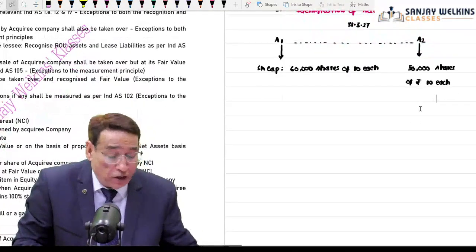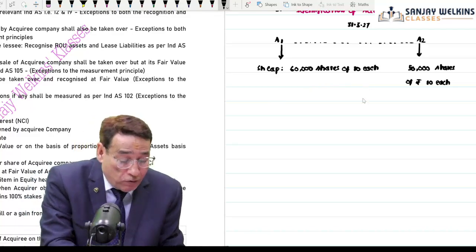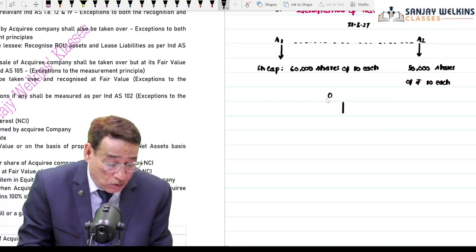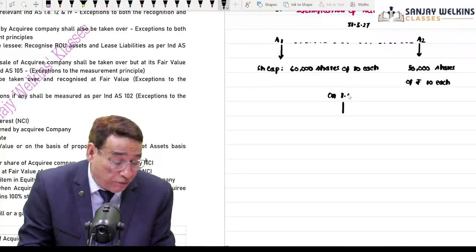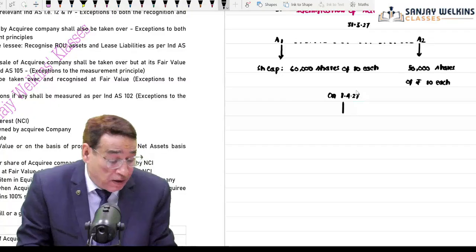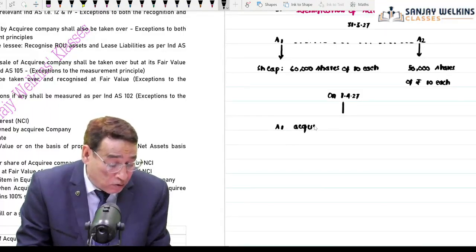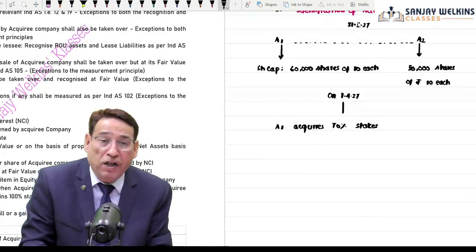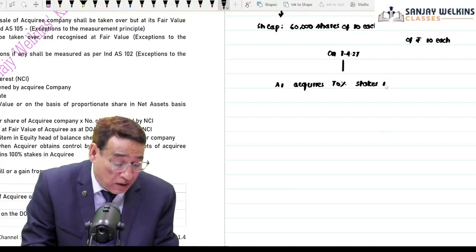So this is the share capital of A2, this is the share capital of A1. Now we further presume that on 1/4/2027, the very next date after the balance sheet date 31st 3/2027, A1 Limited acquires 70% stakes in A2 Limited.